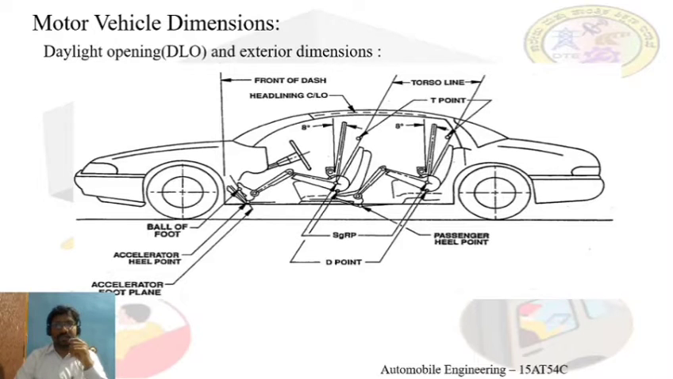Of course, if the daylight opening area is larger, then it's going to have a drawback in the vehicle body. That means it's going to reduce the strength of the vehicle body. So while providing a daylight opening area, we should make sure we do not compromise the strength of the vehicle body. In addition, you can observe the different positions and different dimensions of the car interior, which is shown in this diagram.